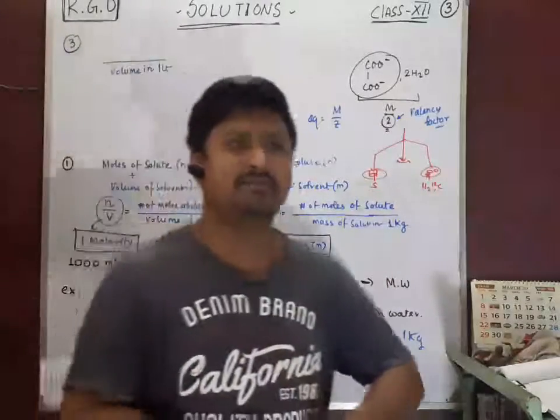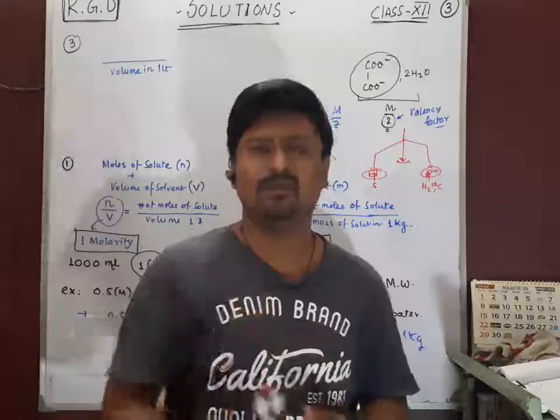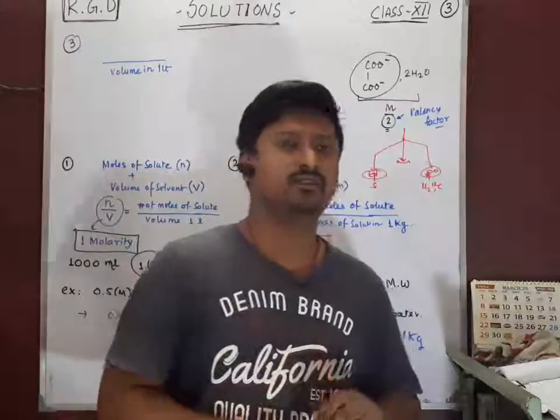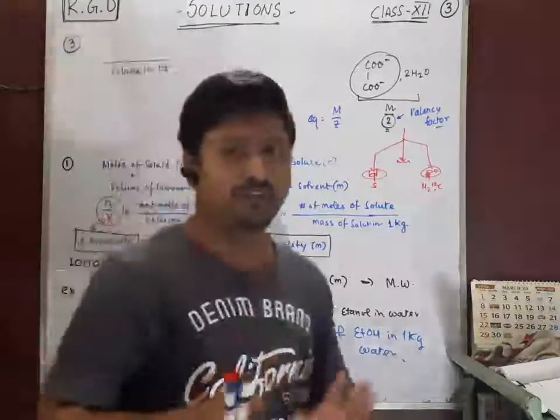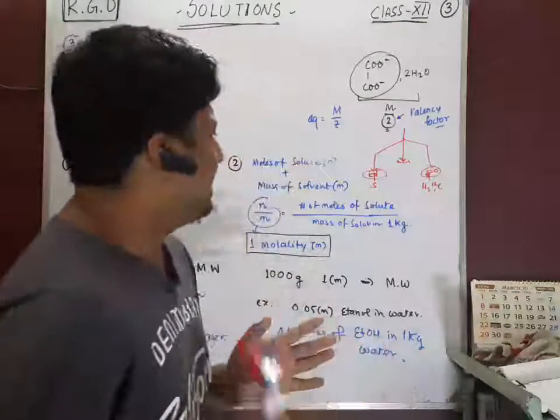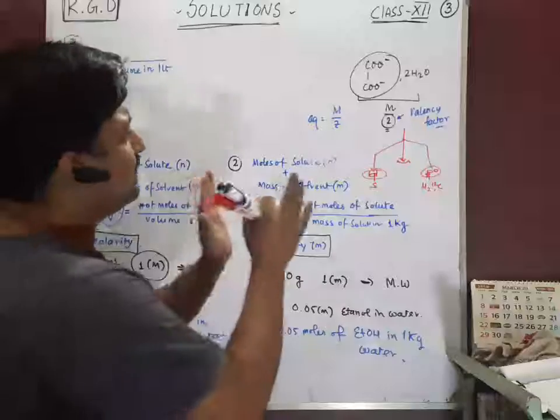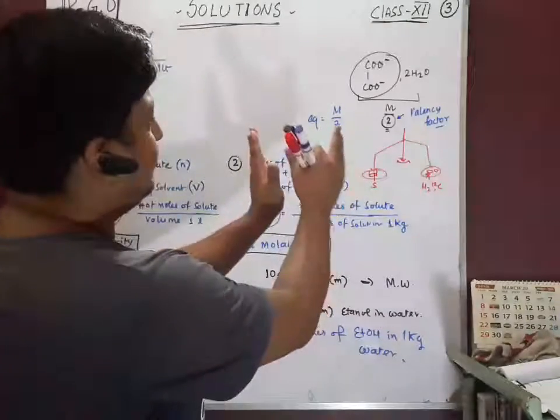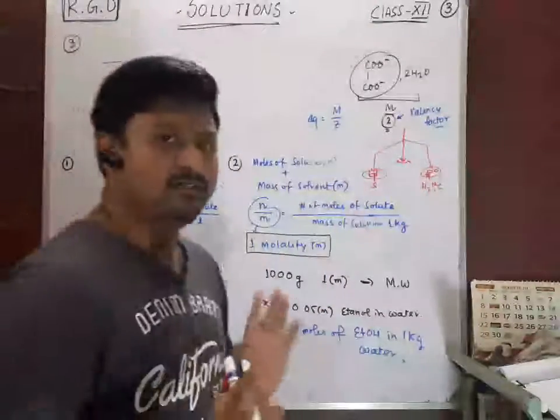The more details, I will soon upload a video on the concept of equivalent weight. That is an important thing you should learn. So you go through that video also, and everything will be clear. As far as this part is concerned, just think that the equivalent weight is basically mass divided by Z, which is the valence factor.